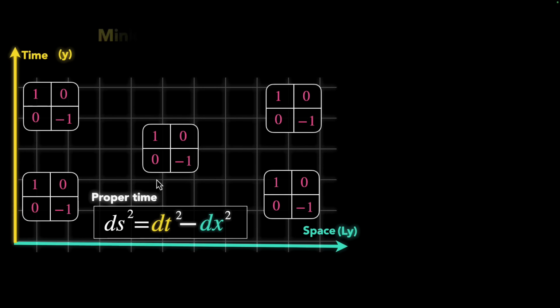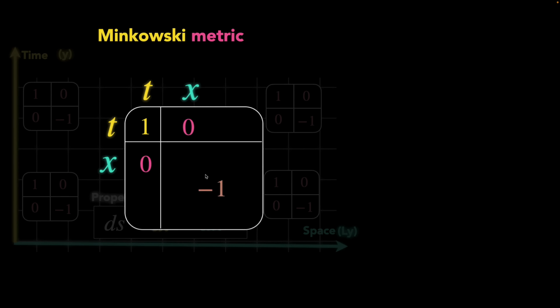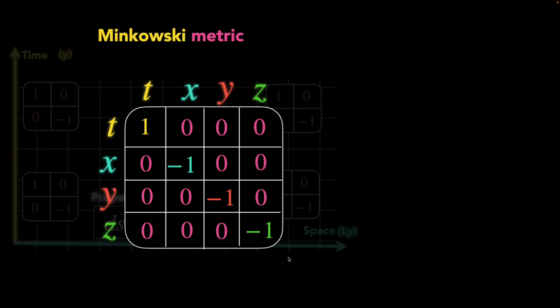We call it the Minkowski metric. It's named after Einstein's professor, who he didn't like very much. Now, of course, this is just the two-dimensional version of the metric where we have one dimension of time and only one dimension for space. Of course, we live in 4 dimensions, so this is the full Minkowski metric.